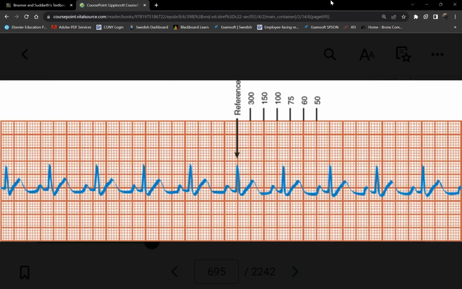The same. Okay, so I don't care what method you use, whether the first method of counting, counting small boxes, or counting big boxes, it will not matter. It's still an estimated heart rate. Now, this will matter what method you use. The first method we used, where you just counted the number of cardiac cycles in a 6-second strip, works in a rhythm like this, which is regular.